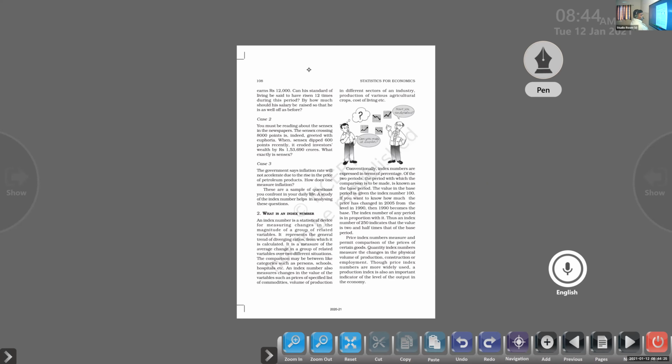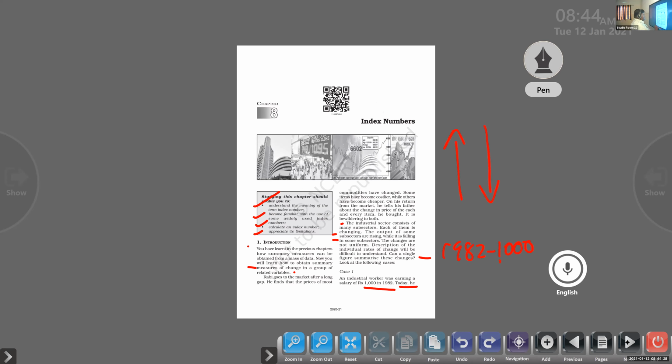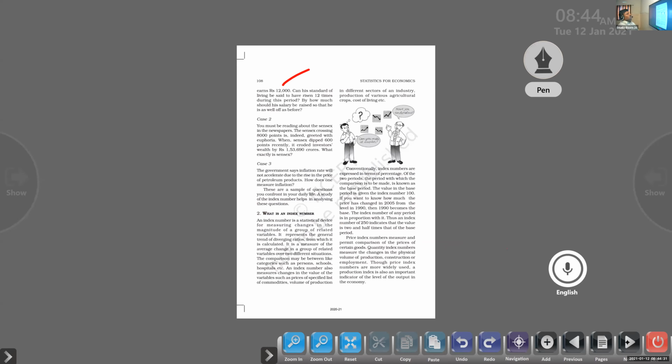Coming to today, the present day, his earning is 12,000 rupees. The question is, can his standard of living be said to have risen 12 times during this period? In 1982 he received just 1,000 rupees. And today, 2021, his salary is 12,000 rupees, which means the income is 12 times bigger. So his standard of living also increased 12 times. Yes or no? What is your answer? Is that increased or not? Not at all, right? Why?